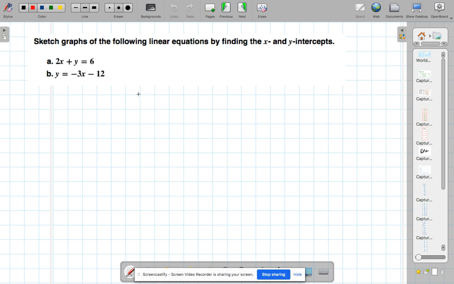In this video, we're going to graph linear equations by finding the X and Y-intercept. Okay? Now, two rules I'm going to write up the top here. To find the X-intercept, make Y equal to 0. To find the Y-intercept, make X equal 0.